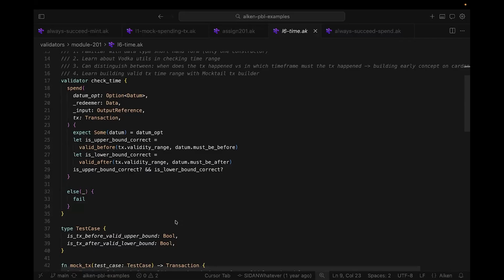Exactly. So my question is this. We have the deadline, but even if you use valid before or valid after, you still have to define a validity range. How are you defining the validity range in the transaction? The validity range, I think, is going to only have one bound, right?